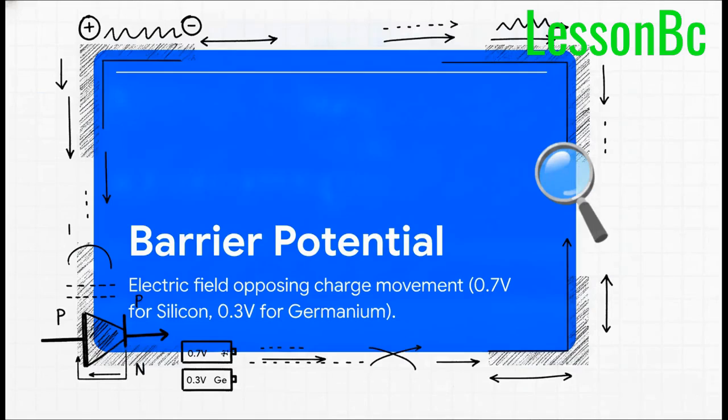Now, those fixed ions in the depletion region don't just sit there doing nothing. They produce an electric field that actively opposes any further movement of charge carriers. We call this the barrier potential. The absolutely crucial threshold to remember for your exams is this. You need about 0.7 volts to push through a silicon barrier and 0.3 volts for a germanium barrier. Just think of it like a tiny built-in battery that's constantly pushing back against the current.